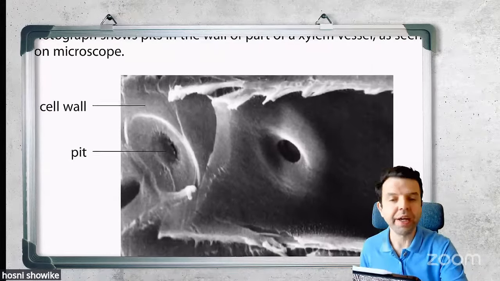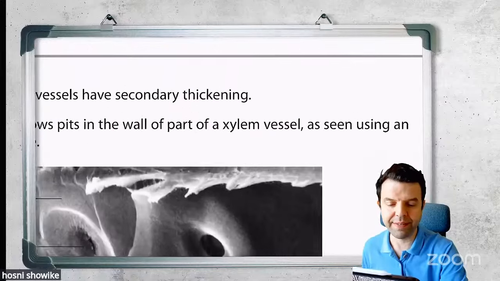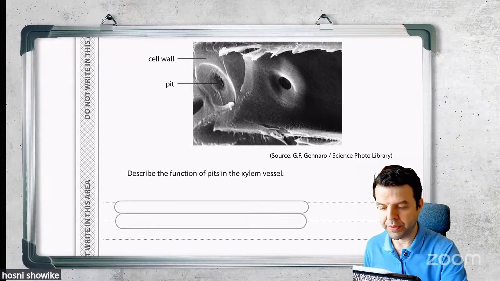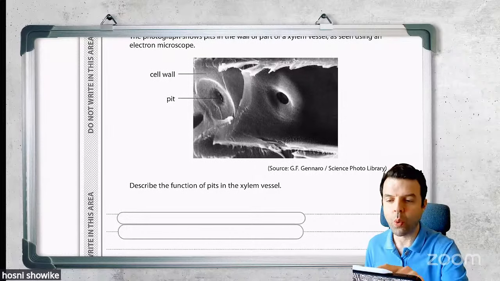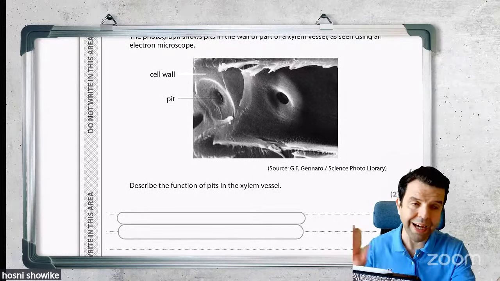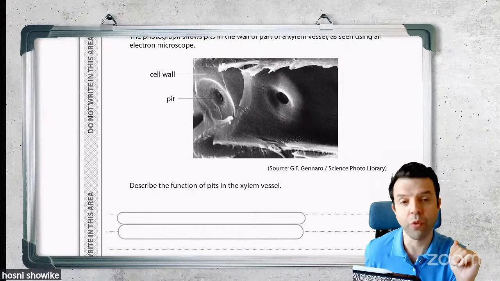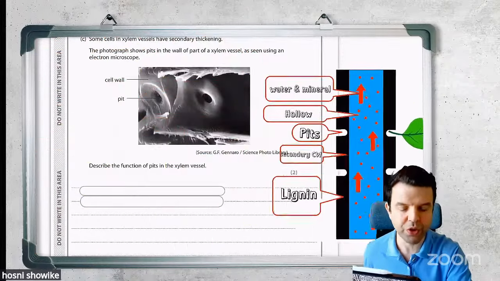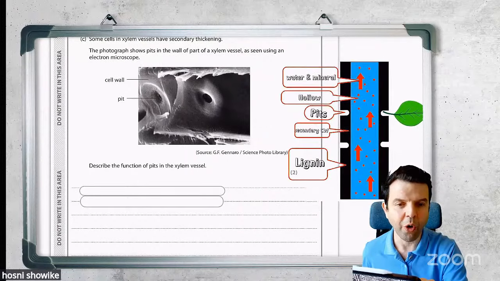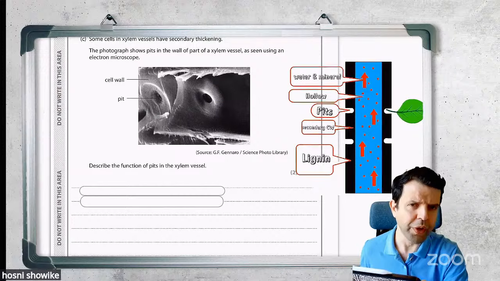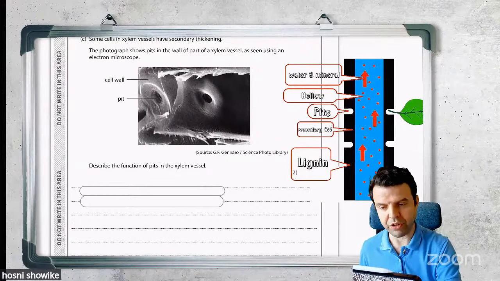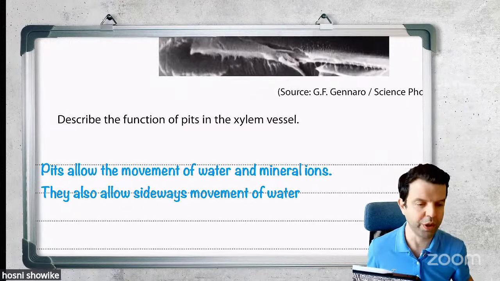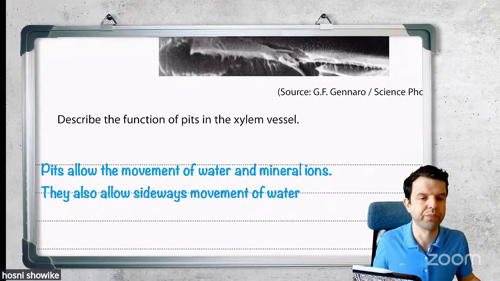Now look at the picture. I've got a cell wall with pits. That is xylem. Describe the function of those pits here. Pits allow lateral, sideways movement of water. Xylem looks like this, right? If I have some leaf here, that leaf would get the water from a pit on the side. It's not only about water, because xylem carries water and minerals. So I can just say: water, minerals, movement is sideways. Good.